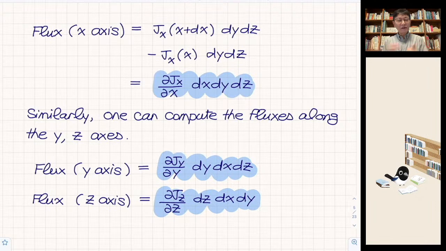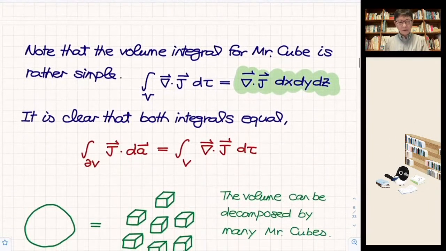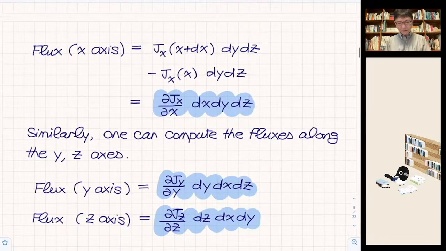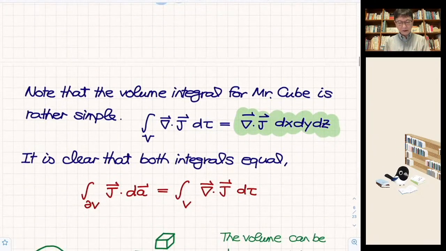You add these all up, then this gives you the total flux outside the Mr. Cube. Okay? So once you add it all up, you get this term, this term, and this term. Then you realize that this is nothing but just the divergence of J. And dx dy dz is just dV or d tau. That's the volume element.